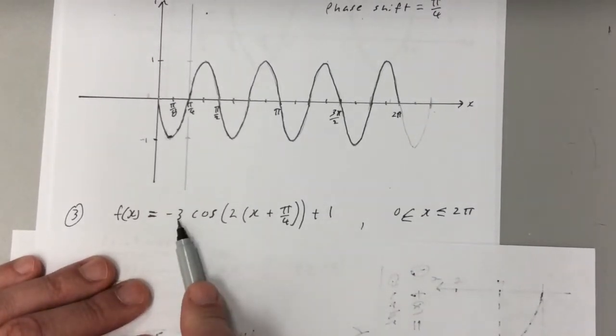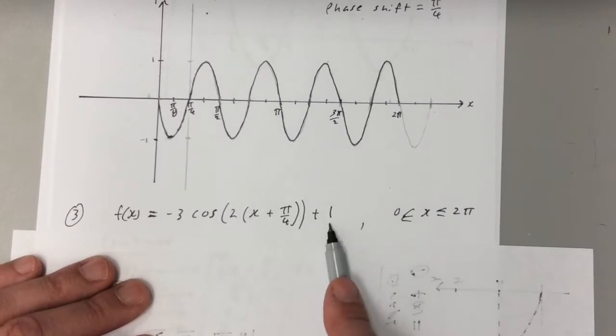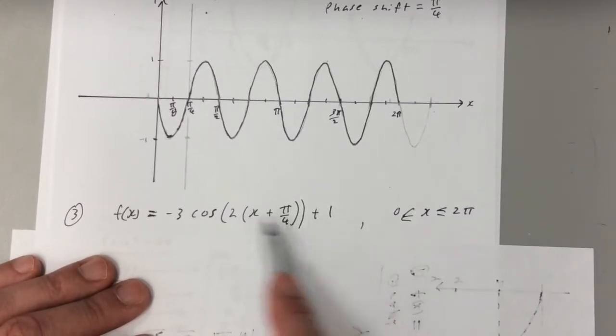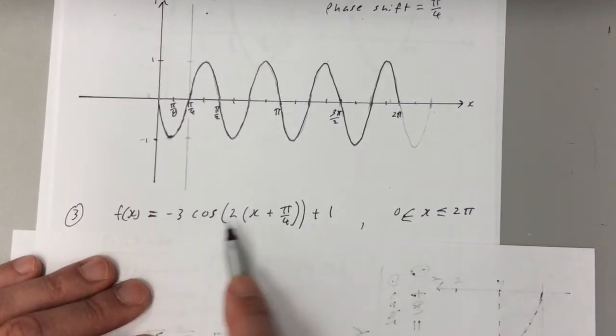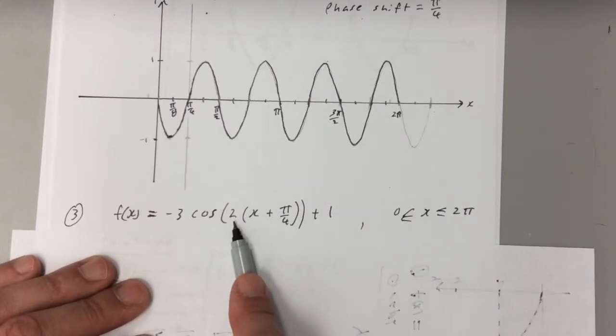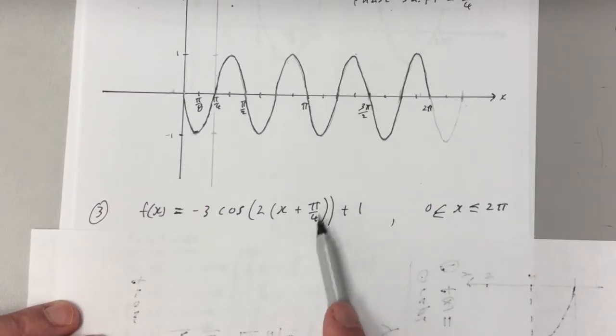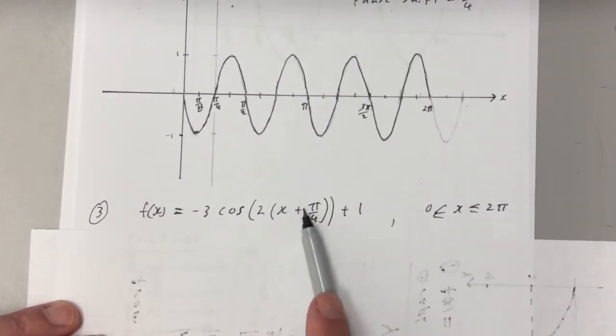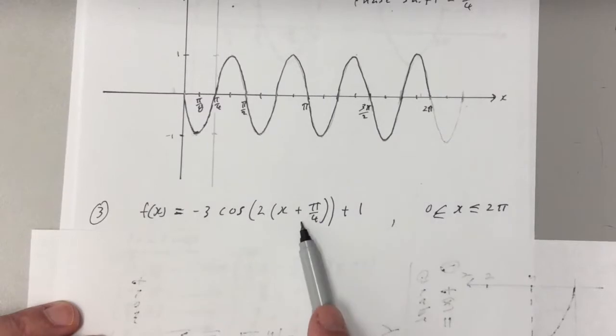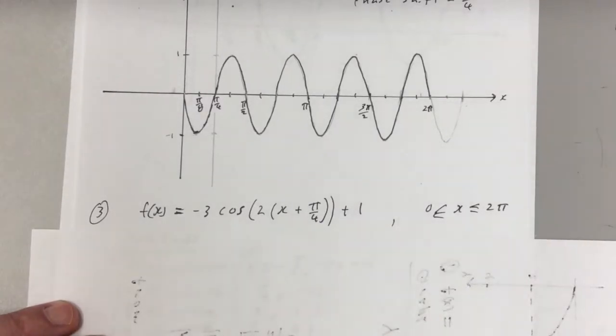So this is going to have an amplitude of 3. The axis is going to be at y equals 1. It's going to be vertically flipped. It's going to have 2 cycles between 0 and 2 pi, or a period of 2 pi divided by 2, which is just pi. And it's going to have a phase shift of pi over 4 to the left, because it's the opposite sign of this, so to the left pi over 4. Okay, that's a lot to keep track of.